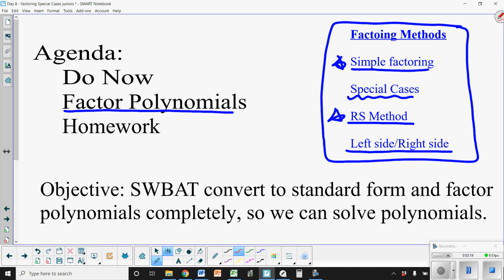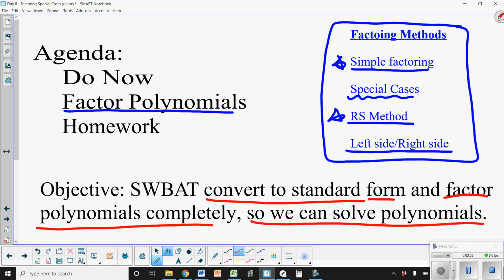And then our objective today, we're going to convert to standard form like we just did. I mean, that was the lesson for that part. We already know how to do that part. But today we're going to factor polynomials completely, and we're going to use things that we already know. And what we want to do is we want to be able to solve polynomials in the future.